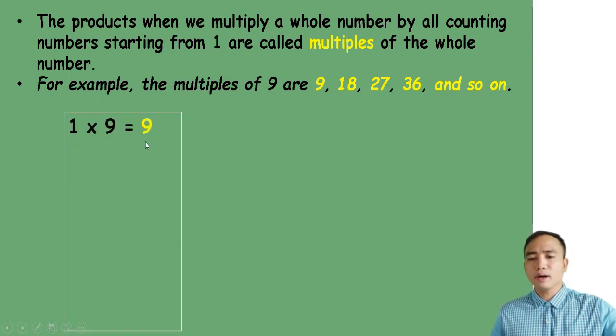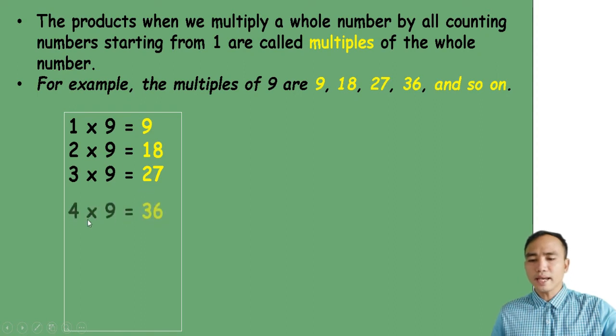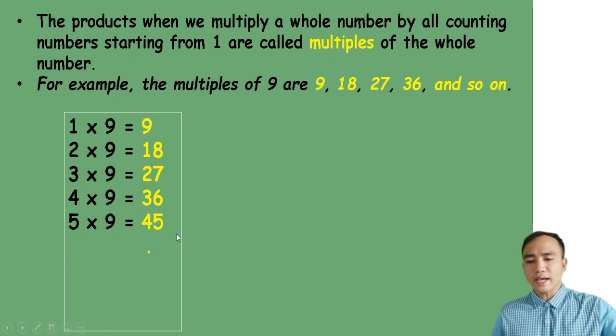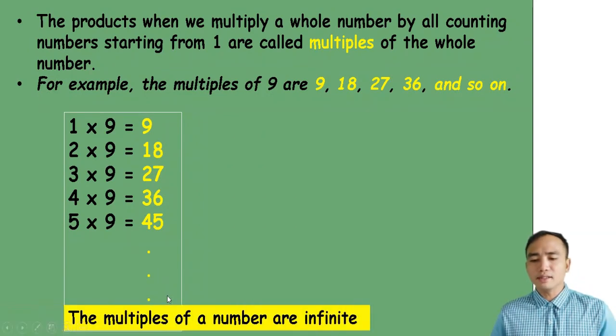Okay, 9 could be the product of 1 and 9, 2 and 9, 3 times 9, that is 27, 4 times 9 is 36, 5 times 9 is 45, and the multiples of 9 will continue. Therefore, we can say that the multiples of a number are infinite or never end.